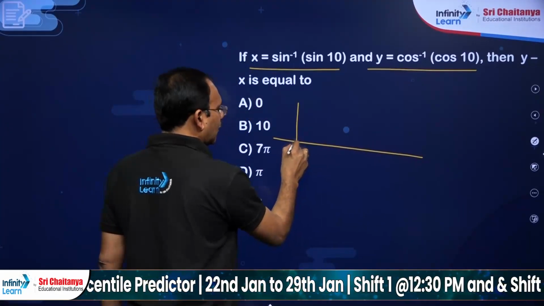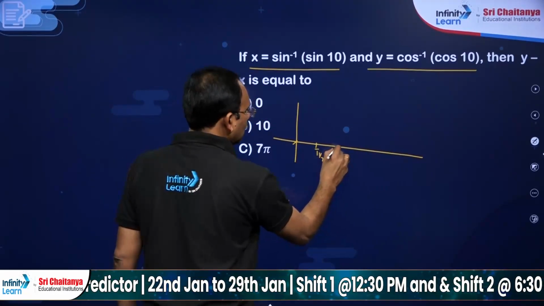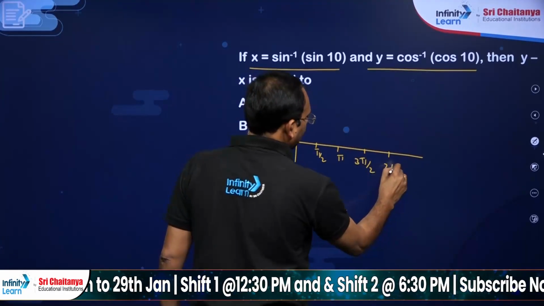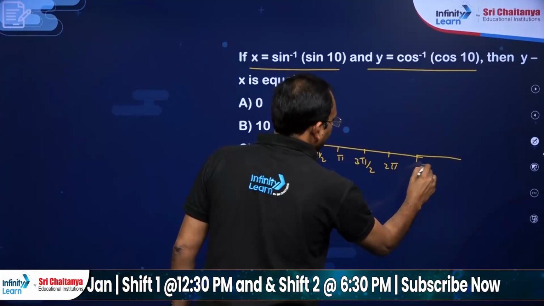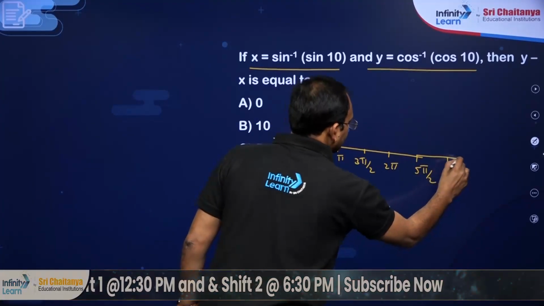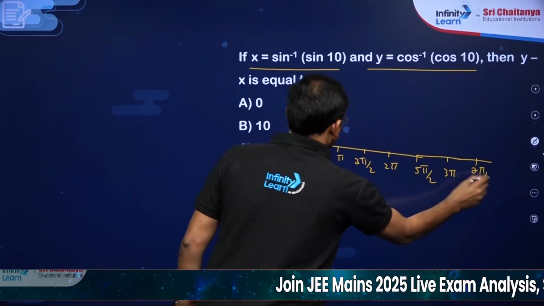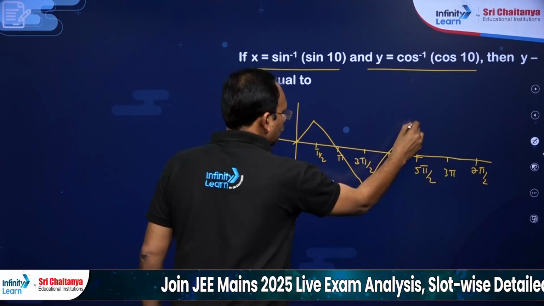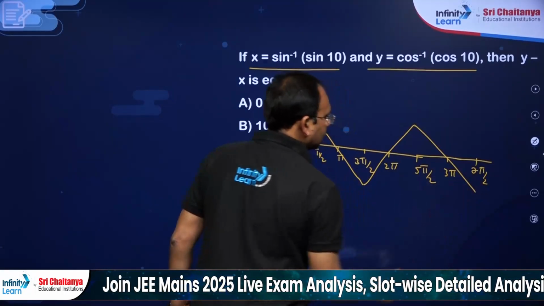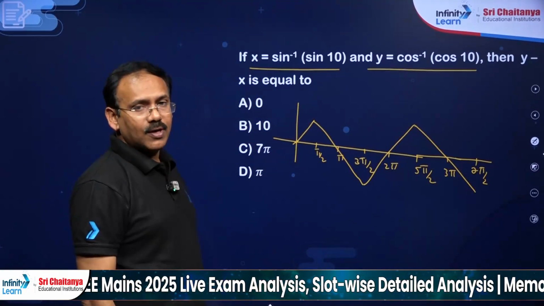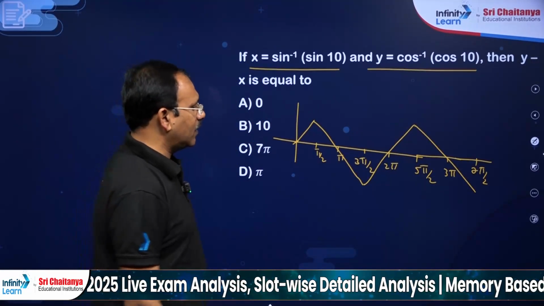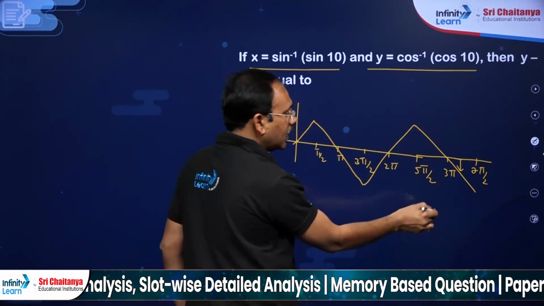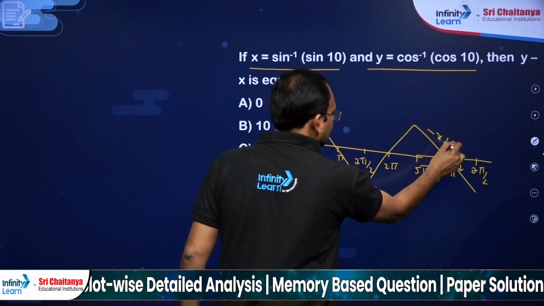Sin inverse of sin x graph, you recall, this is pi by 2, pi, this is 3 pi by 2, 2 pi, you can write 5 pi by 2, 3 pi, this is 7 pi by 2, like this. Graph is this, then through pi, then through 2 pi, then through 3 pi, like this. 3 pi itself 9 point something, 3.14 into 9 point something. 10 will be here. The definition is, this is a negative slope one, minus x plus 3 pi.